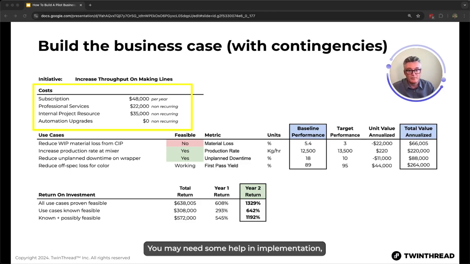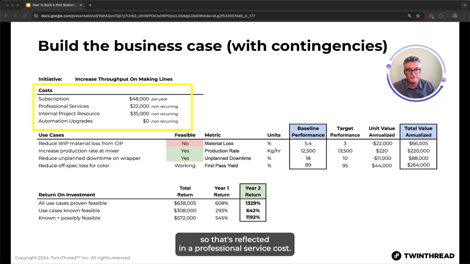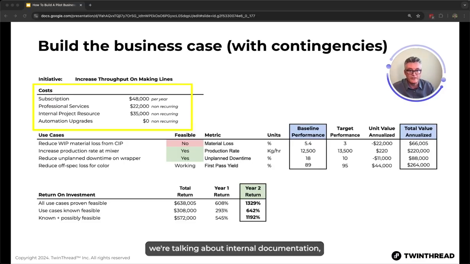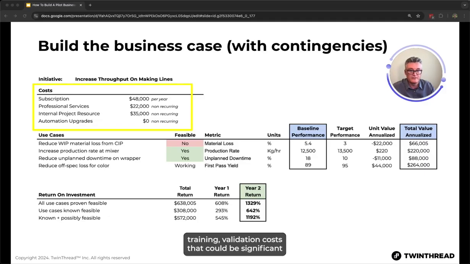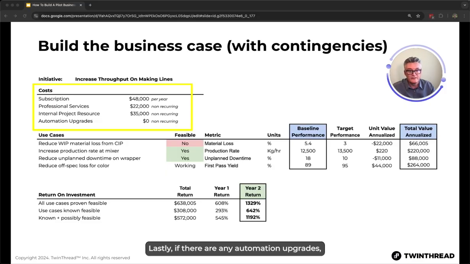You may need some help in implementation, so that's reflected in a professional service cost, and you'll likely need internal resources for your project. So it's important to account for those costs too. Remember to include the change management costs. We're talking about internal documentation, training, validation costs that could be significant, and they should be included in your business model. Lastly, if there are any automation upgrades, things like additional sensors and such, be sure to include that here too.